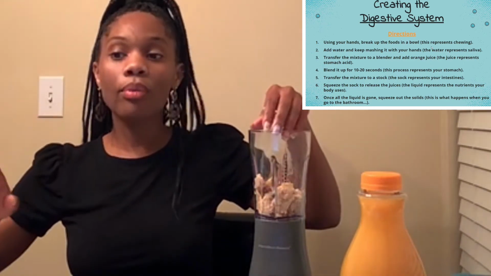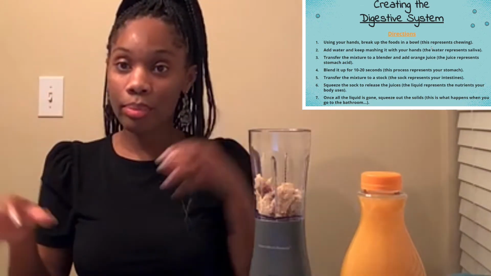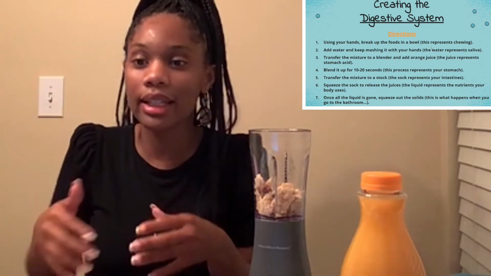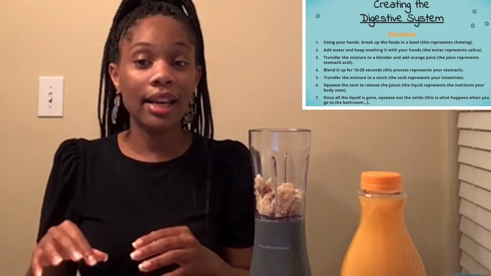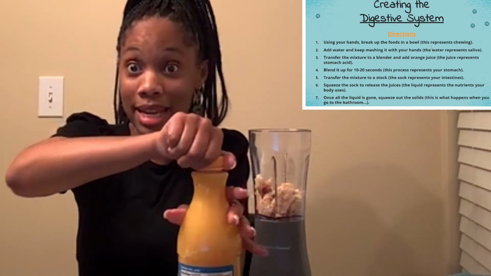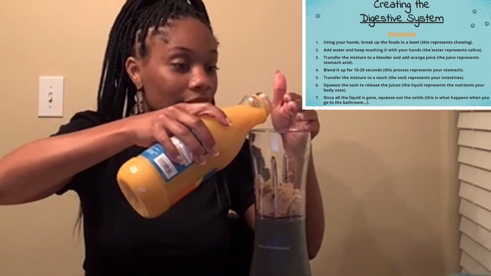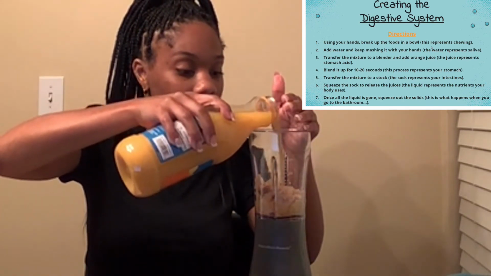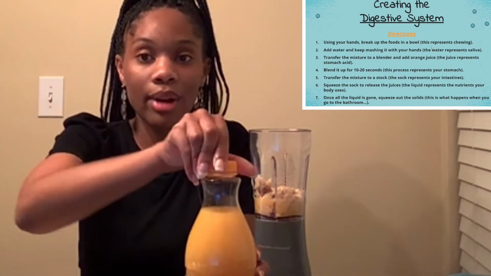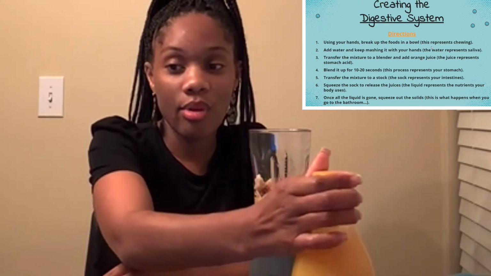I forgot to mention that the water represents your saliva. So when I was breaking up the pieces, that was the chewing. And then I added the water. That's your saliva getting in there and it's turning to mush. Then we transfer the mixture to the blender and add orange juice. That orange juice is representing your stomach acid. Your stomach acid helps to continue to break down your food that you have chewed up.